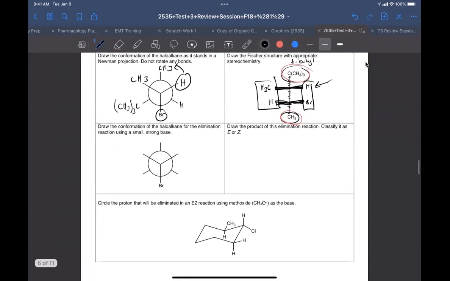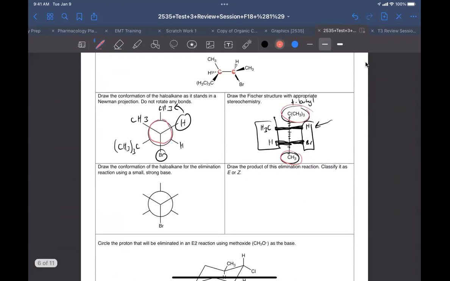So for you to do that, let's redraw this, draw the conformation of the haloalkane for the elimination reaction using a small strong base. Well, for this back ring right here, there's only one H, so we just rotate it 120 degrees. This CH3 would rotate over here. And then we have H, CH3, that didn't move. Once we line it up, we just eliminate these because that's our reaction to the small strong base. It swoops in, takes that hydrogen, and then it forms a double bond, or these electrons go here and form that double bond.